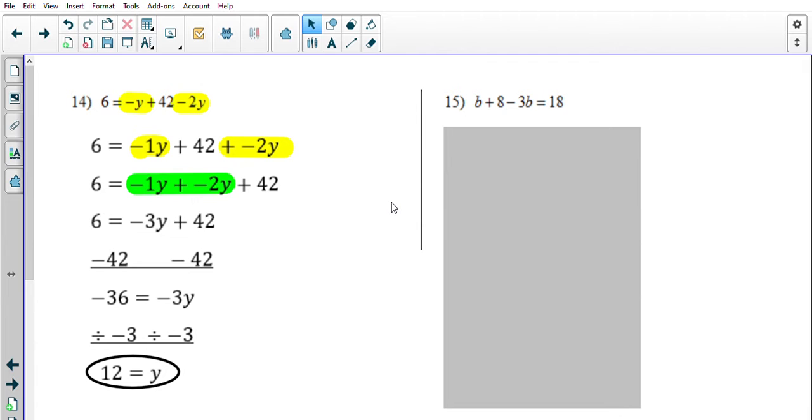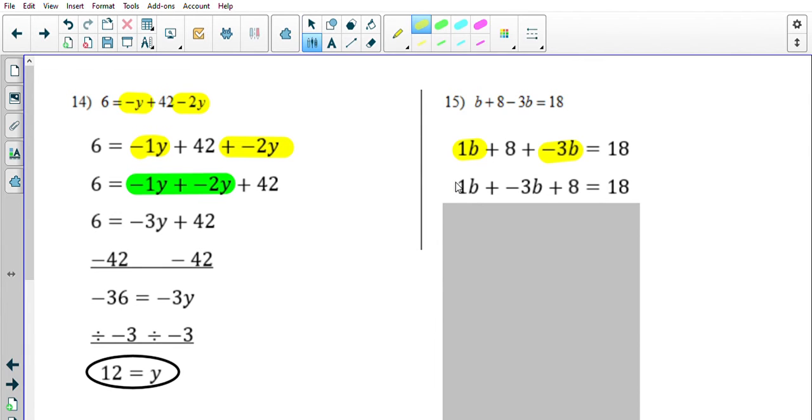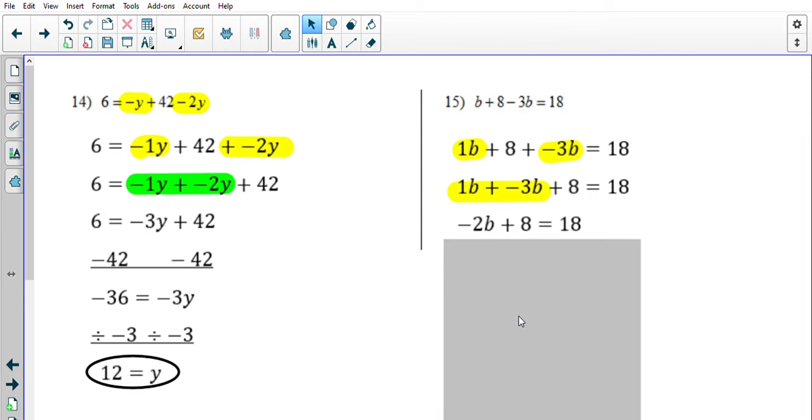All right, let's take a look at some more. Number 15, b plus 8 minus 3b equals 18. Rewrite this as 1b plus 8 plus -3b equals 18. Now put your like terms, 1b and -3b, side by side. So I have 1b plus -3b plus 8. 1b plus -3b is going to get us -2b.